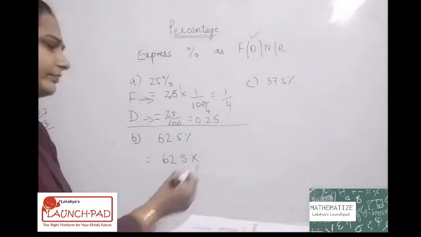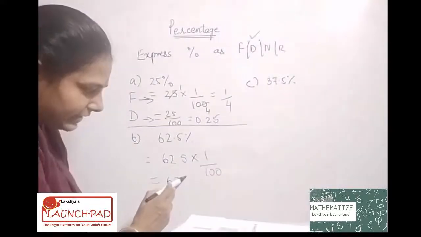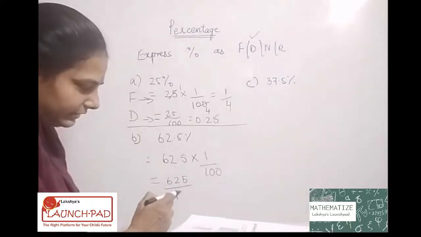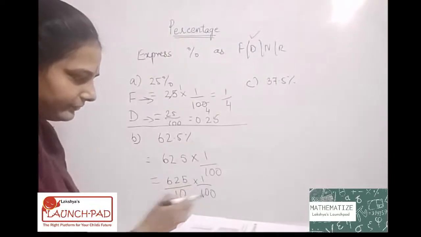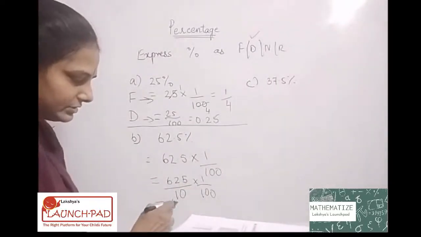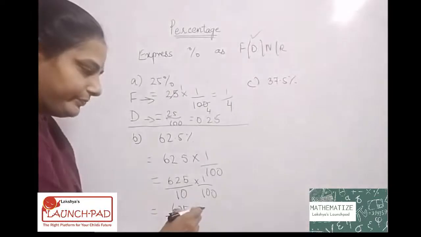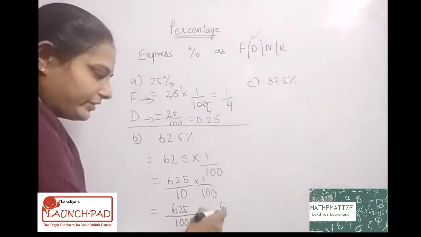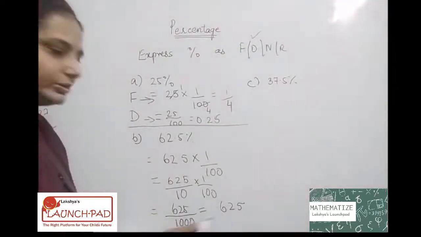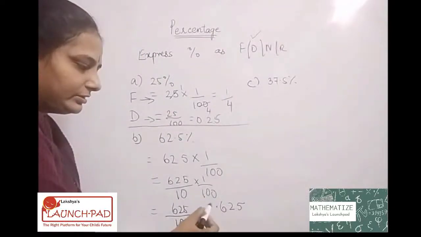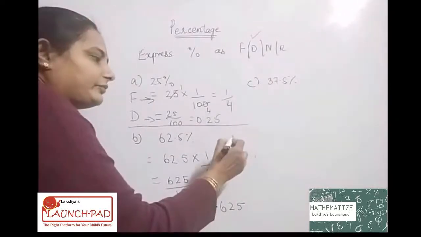62.5 into 1 by 100. Good. Which is, I can write it as 625 by 10 into 1 by 100. So this is 625 divided by 10 into 100, which is 1000. Now how will we do 625? I will write it as it is, 1, 2, 3 and decimal. So it is 0.625 if we convert it into decimal.